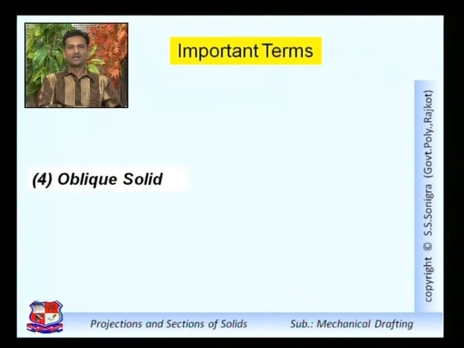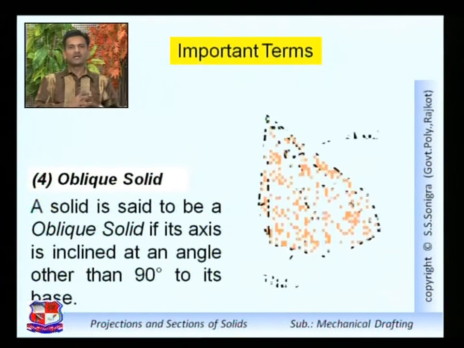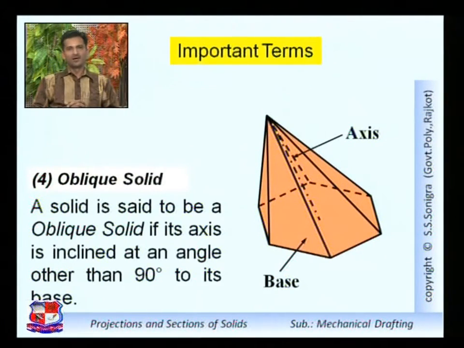And the fourth one is oblique solid. What do you mean by oblique solid? A solid is said to be an oblique solid if its axis is inclined at an angle other than 90 degrees to its base, as shown over here. So in this solid, this axis does not make an angle of 90 degrees with the base, it is at certain other angles, so it is called an oblique solid, or this is an oblique hexagonal pyramid.